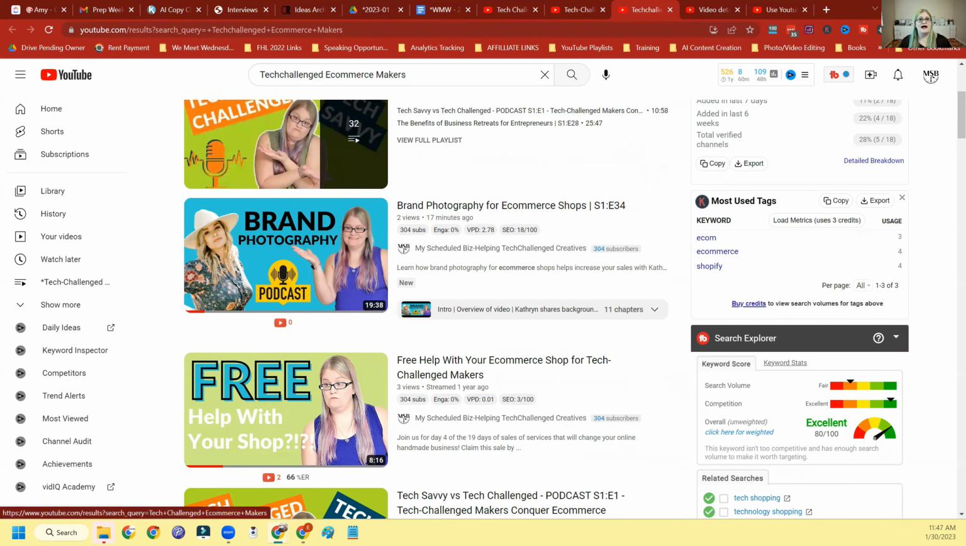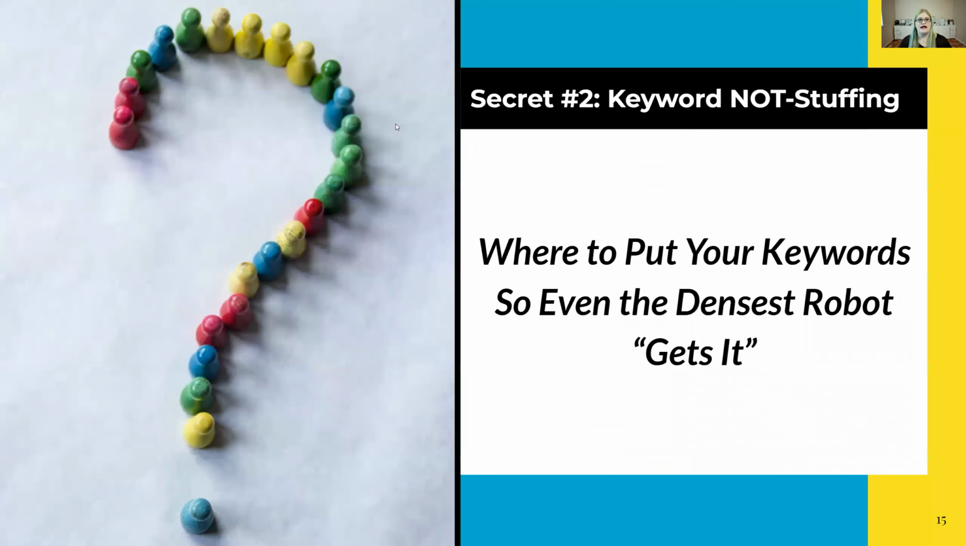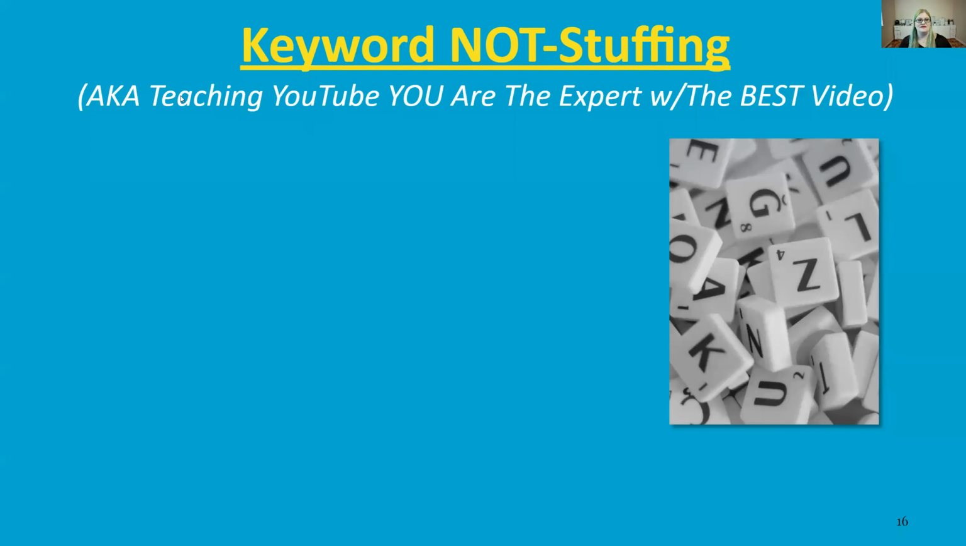So now it's time to actually pull this all together. Let's go ahead and go back and look at what we're going to do with these keywords now that we have them. So let's go back to our slideshow, and we are going to now go to secret number 2, which is keyword not stuffing. Where to put your keywords so even the densest robot gets it. So keyword not stuffing is teaching YouTube that you are the expert with the best videos. That is what we are trying to do. We are trying to teach YouTube to send people to you when they want content that you make.